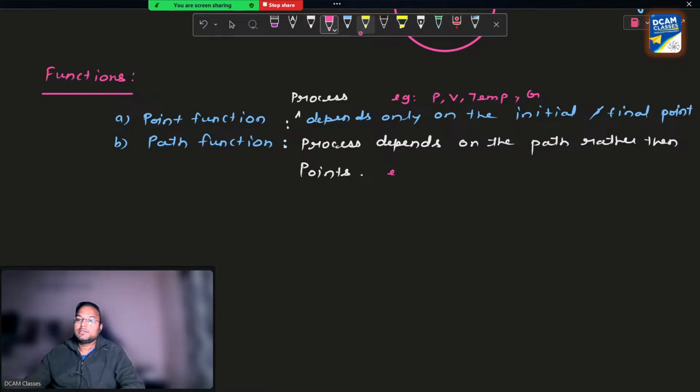Path function examples are work and E cell. E cell you may not know by now, but later after you reach class 12, you will know what E cell is. It's related to electrochemistry.